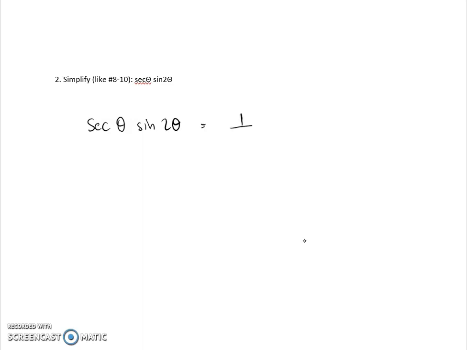So secant would be 1 over cosine. Sine 2 theta should be on your formula sheet as 2 sine theta cosine theta. So now we can see that the cosines will cancel. We've got a cosine on the bottom, a cosine on the top, and we get 2 sine theta. And there's really nothing else you can do with that, so that should be your answer.